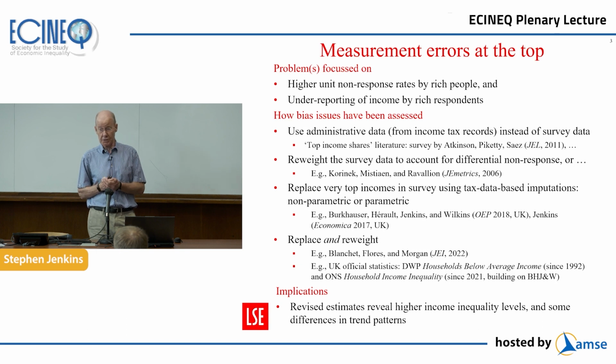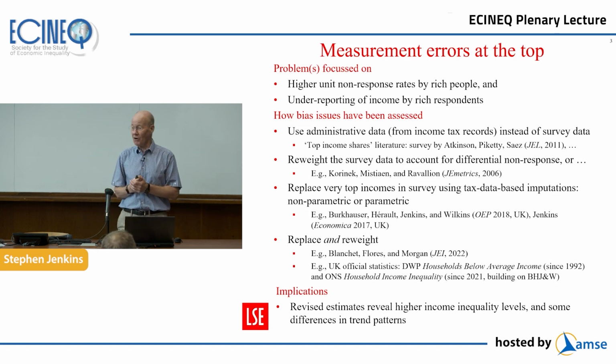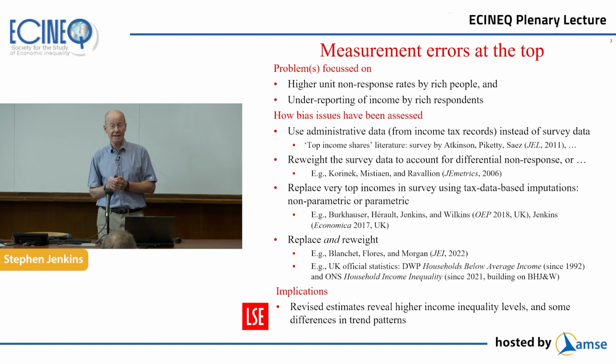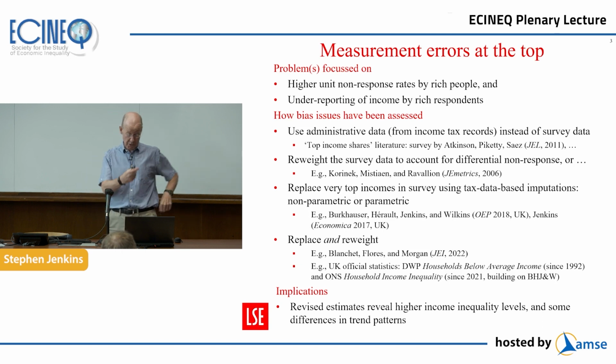So the official British Poverty Series, which also produces inequality estimates, actually already did this from 1992 onwards. Of course, there is some more famous work more recently, and we honored yesterday in the General Assembly a prize-winning paper by Blanchet, Flores, and Morgan, which was about replacement and reweighting in a sophisticated sort of way. But again, both of these approaches are trying to get at the problems focused on.